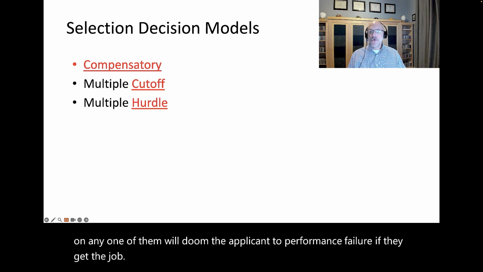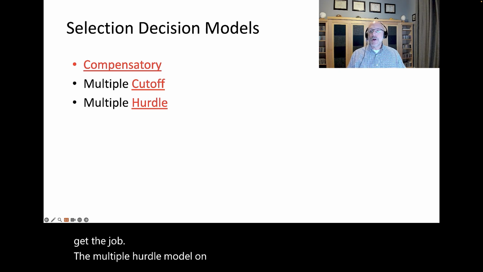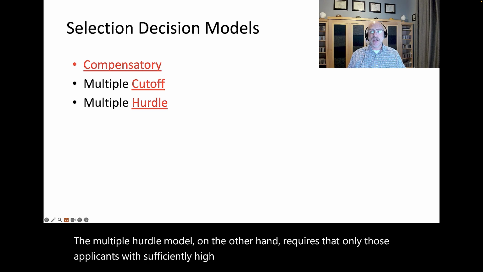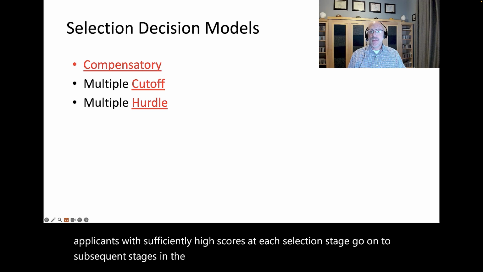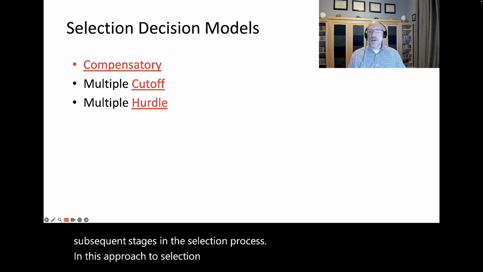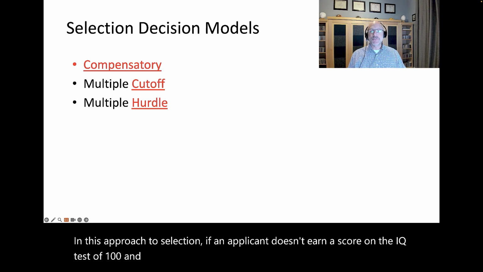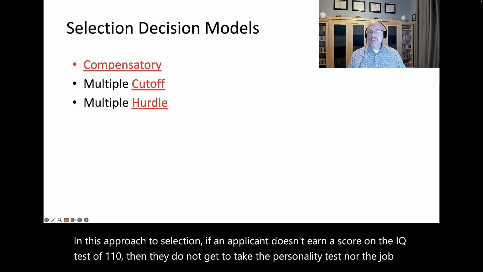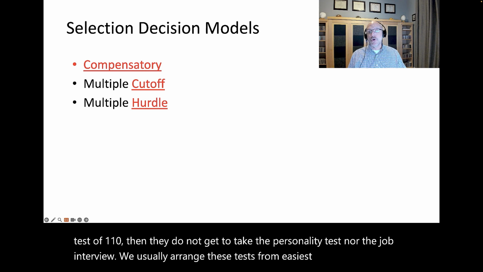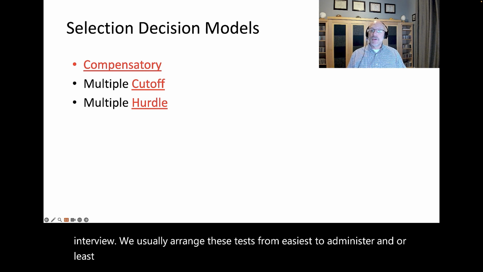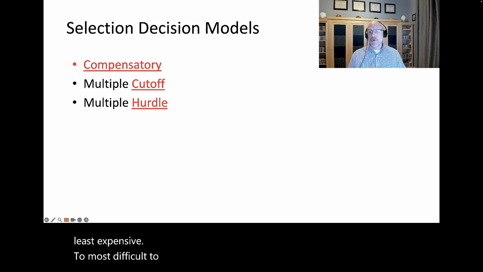The multiple hurdle model, on the other hand, requires that only those applicants with sufficiently high scores at each selection stage go on to subsequent stages in the selection process. In this approach to selection, if an applicant doesn't earn a score on the IQ test of 110, then they do not get to take the personality test nor the job interview. We usually arrange these tests from easiest to administer and/or least expensive to most difficult to administer and/or most expensive.